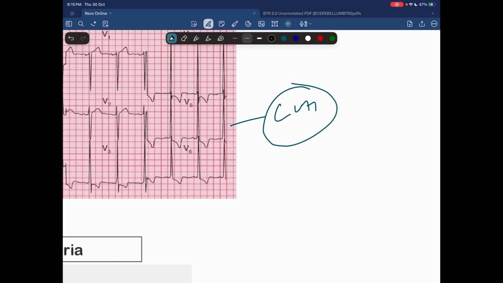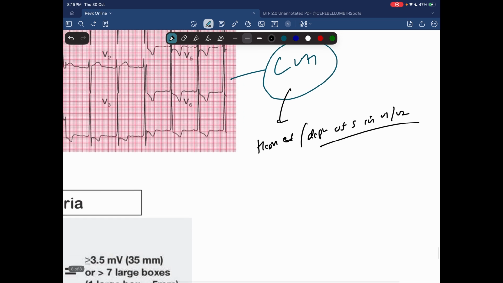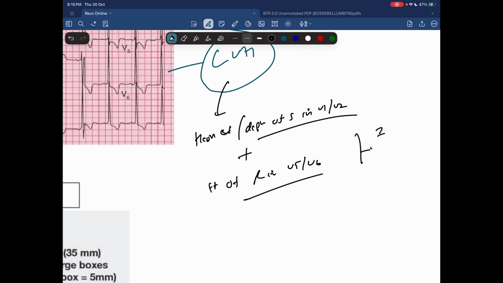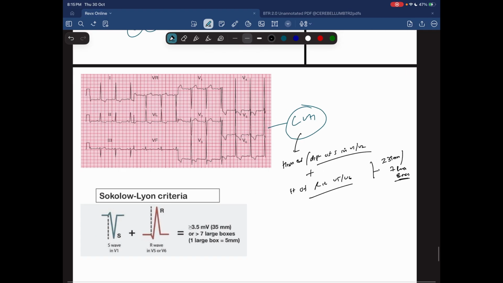So how do you calculate left ventricular hypertrophy? You have to see the depth of S in V1 or V2, whichever is larger, plus the height of R in V5 or V6, whichever is larger. Now, if this is more than or equal to 35 millimeters, or what we can say 7 large boxes, 7 big boxes, this is left ventricular hypertrophy.